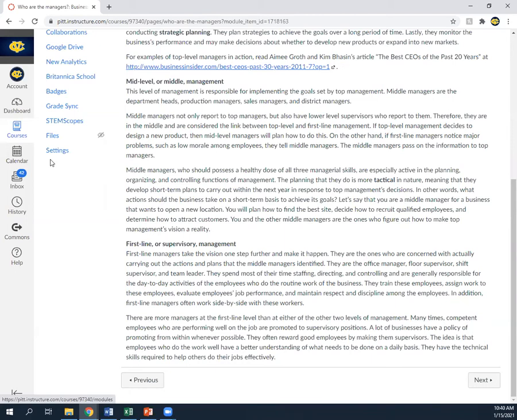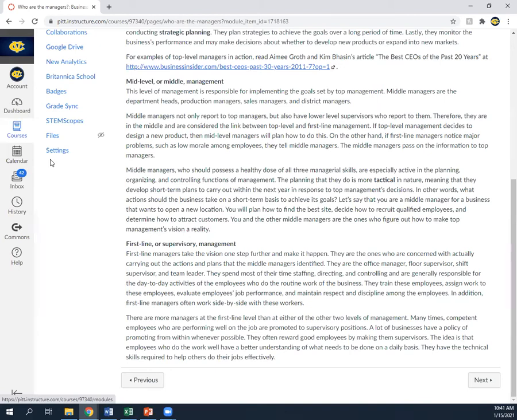Middle managers, who should possess a healthy dose of all three managerial skills, are especially active in the planning, organizing, and controlling functions of management. The planning that they do is more tactical in nature, meaning that they develop short-term plans to carry out within the next year in response to top management's decisions. In other words, what actions should the business take on a short-term basis to achieve its goals?